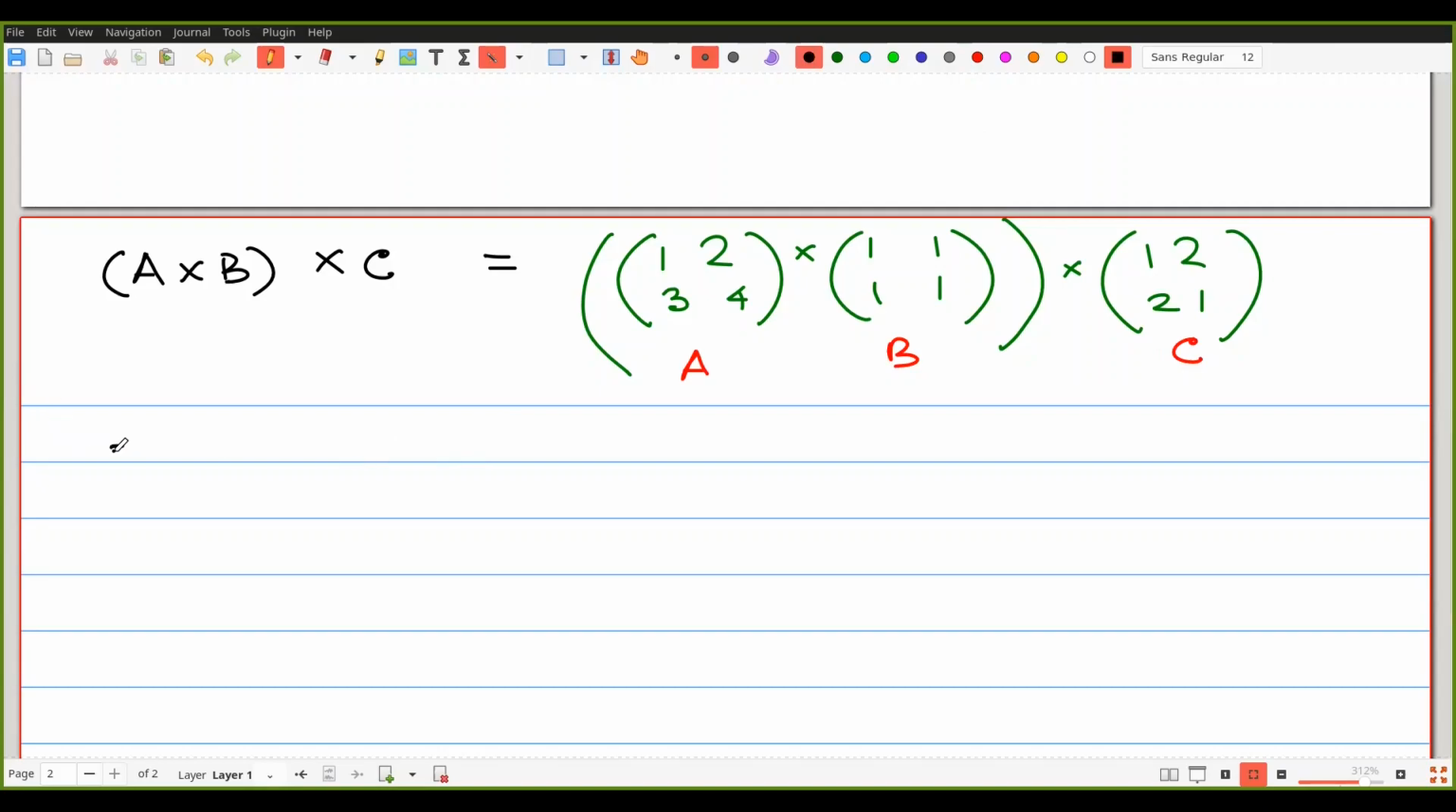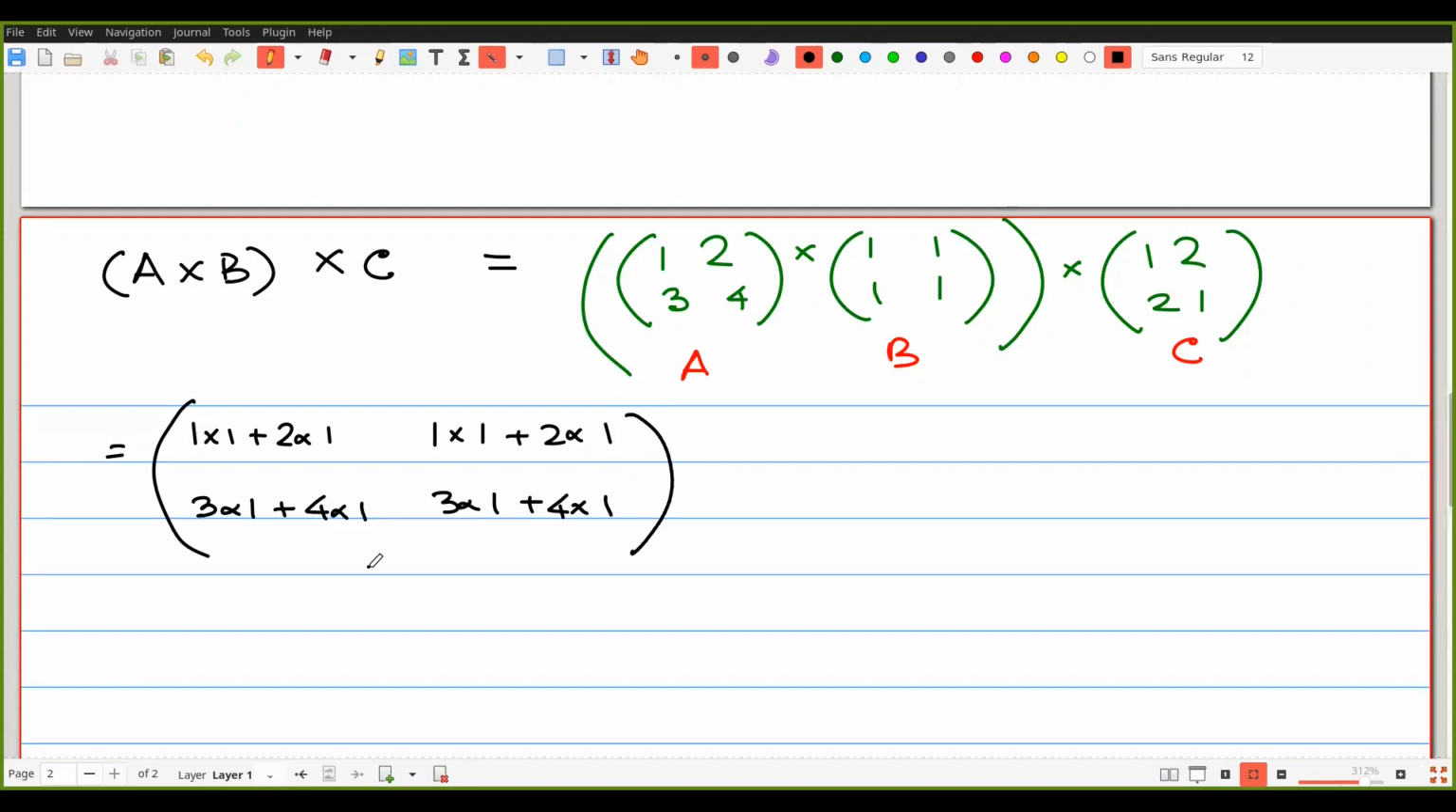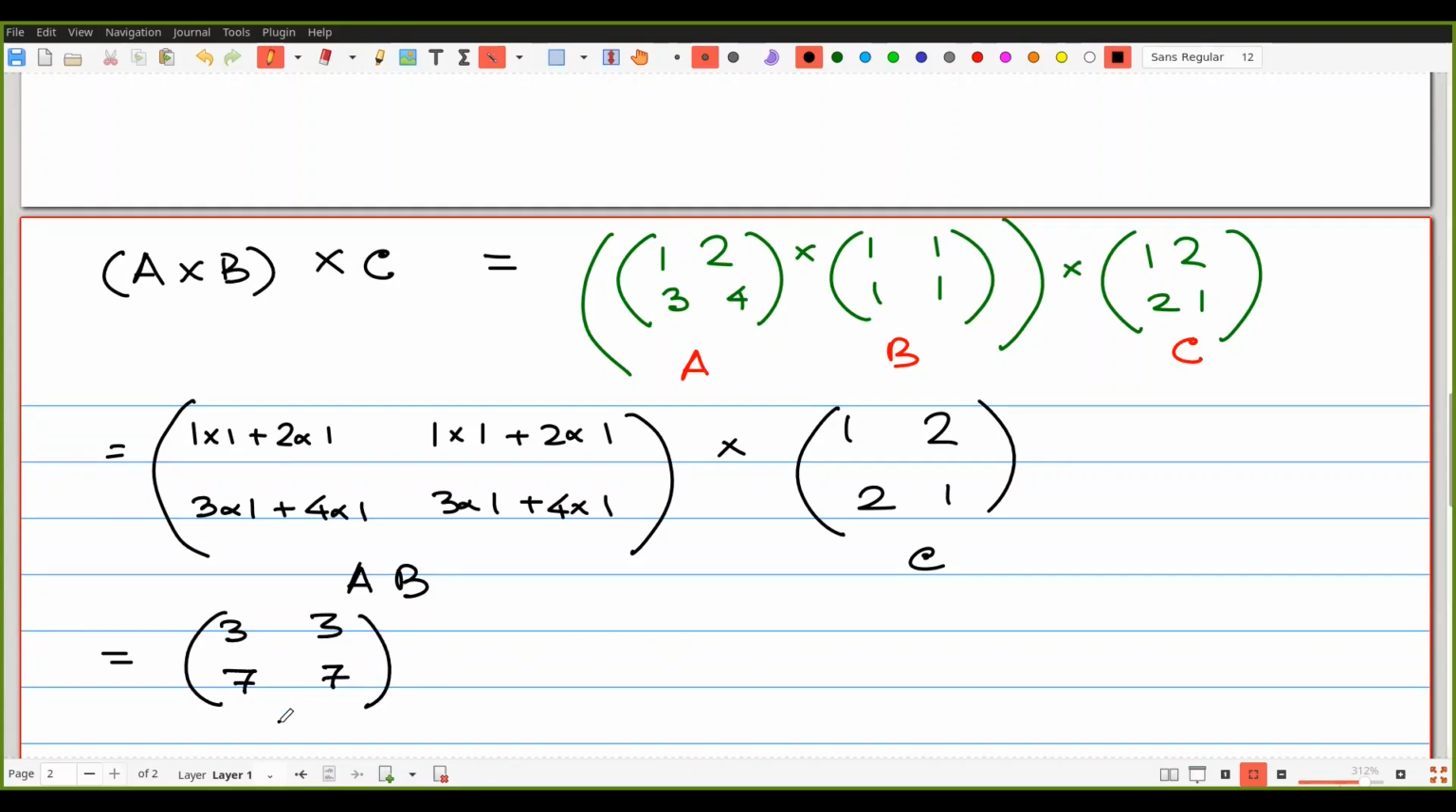Let's first multiply A cross B. First row, first column: 1 cross 1 plus 2 cross 1, and again 1 cross 1 plus 2 cross 1. Then 3 cross 1 plus 4 cross 1, and 3 cross 1 plus 4 cross 1. That is the multiplication AB, which then multiplies with [1, 2; 2, 1], that means C. What is the result here? 1 plus 2 is 3, 1 plus 2 is 3, 3 plus 4 is 7, 3 plus 4 is 7. So that is our AB, [3, 3; 7, 7], into C.